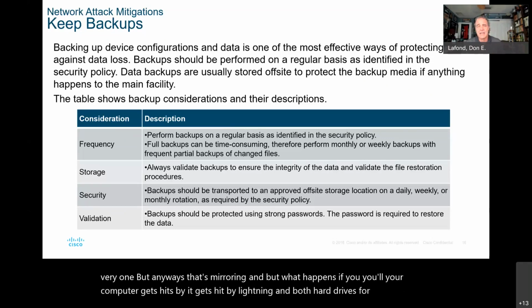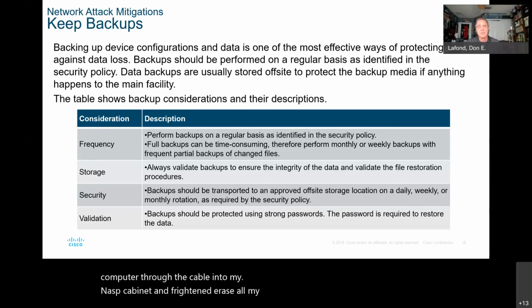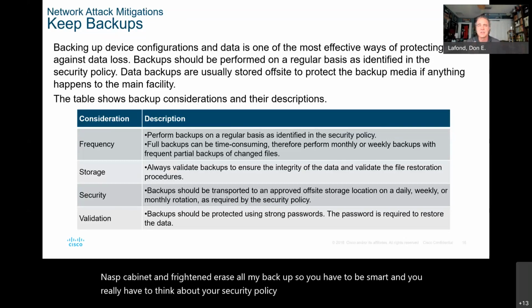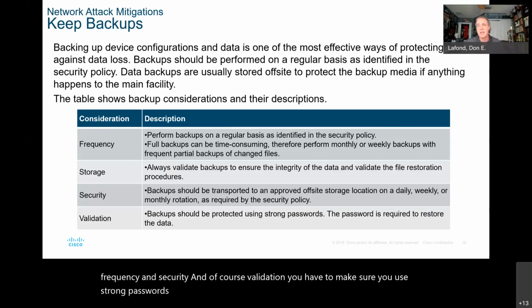I personally have an NAS cabinet, but I leave it connected all the time. So great. So again, lightning's pretty powerful. It can easily go through my computer, through the cable, into my NAS cabinet and erase all my backups. So you have to be smart, and you really have to think out your security policy of what is the best location, storage, frequency, and security. And of course, validation. You have to make sure you use strong passwords for your backups. Otherwise, if somebody accesses your backup, they have all your data. It's as if they accessed your live production network.